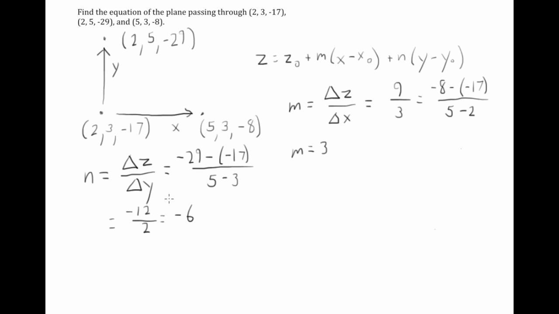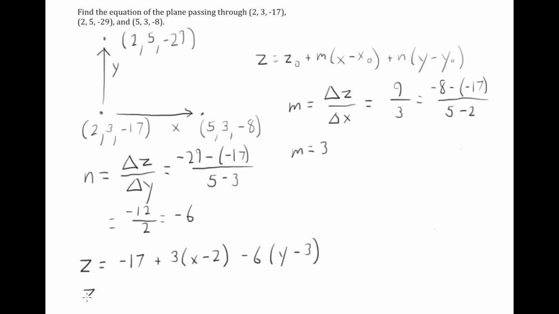That's negative 6. Alright, so now that we've got all that information, what we can do is we can rewrite this formula up here with everything plugged in. For the point z sub 0, x sub 0, y sub 0, I'll use our first point. So z equals negative 17 plus our m of 3 times x minus 2 plus our n, which is negative 6, times y minus 3.